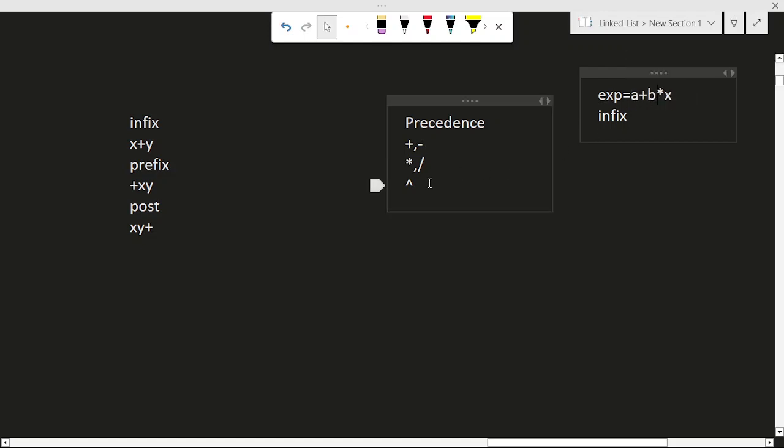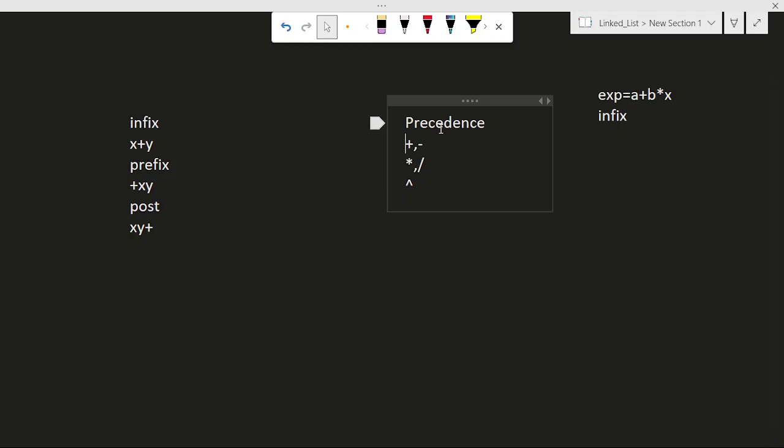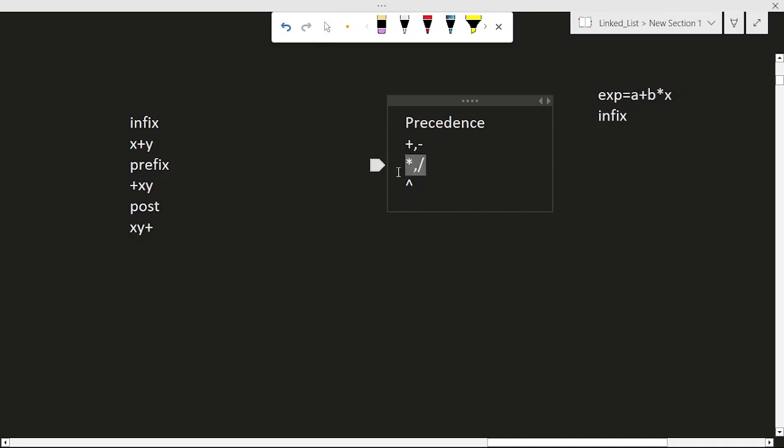The plus and minus will have the lowest precedence. That means the priority that you give to plus and minus will be less than the priority that you give to multiplication and division. And the preference for multiplication and division is less than for the power. So whenever you find multiplication, you should solve that operation first.